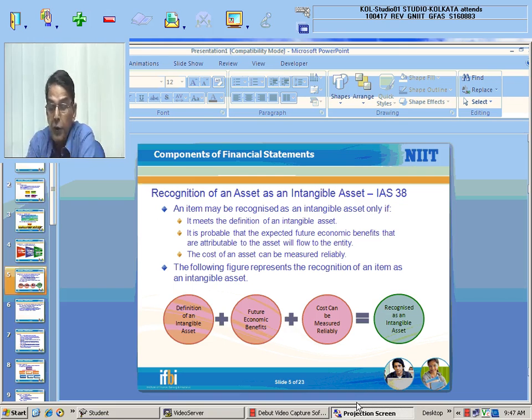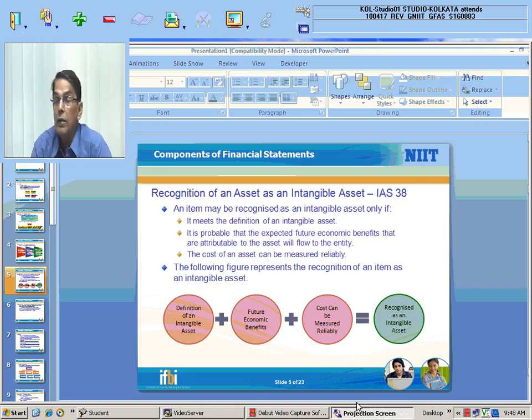If the asset doesn't generate future economic benefits, then it cannot be recognized, although it may meet the definition of an intangible asset. Like internally generated goodwill, there are many very well known companies, so a lot of goodwill has been generated. They have very good names in the market, but these are all internally generated goodwill. It cannot be treated as an intangible asset because, for internally generated goodwill, the cost cannot be reliably measured.